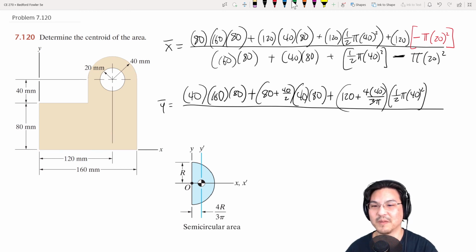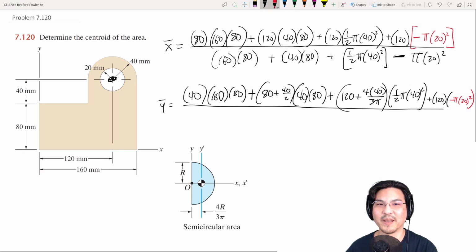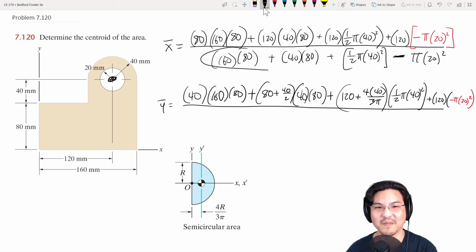And then finally the circle, which is here at 120, times the area of the circle, which is again negative. Okay, and now divide by the total area. Just take this, copy and paste it right there.